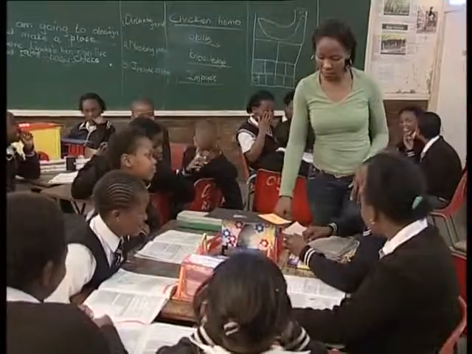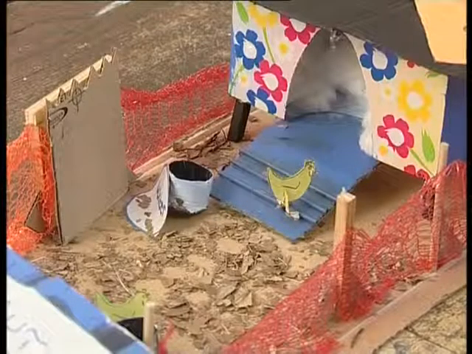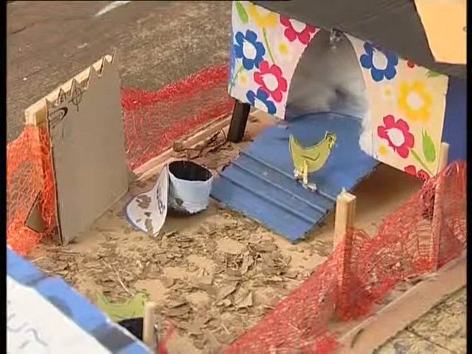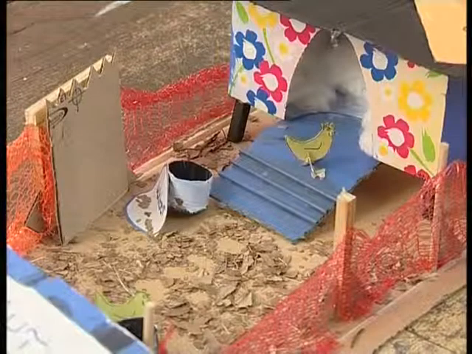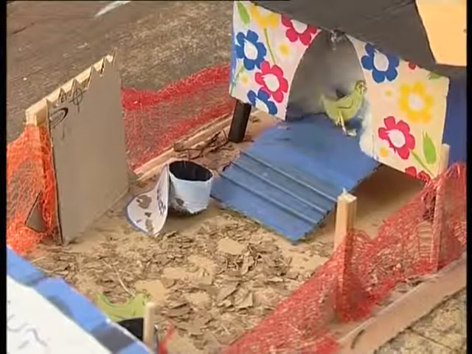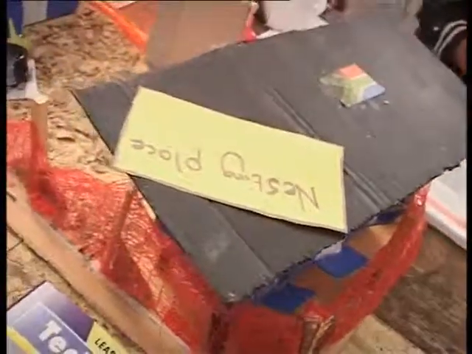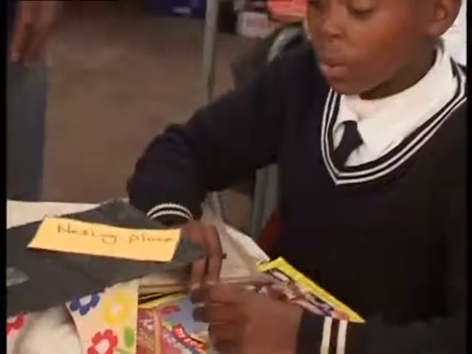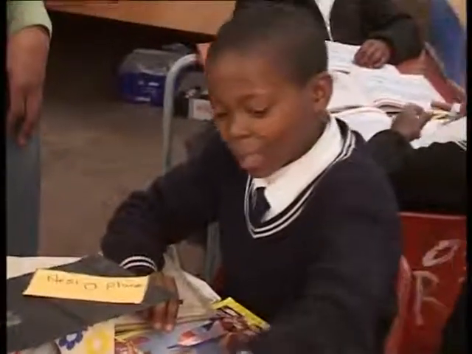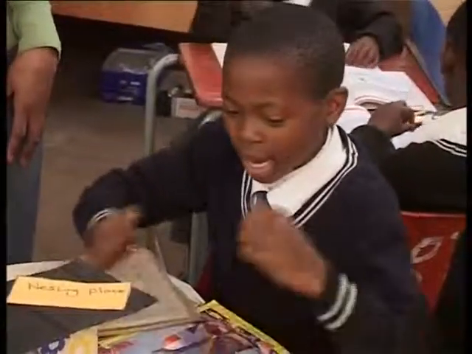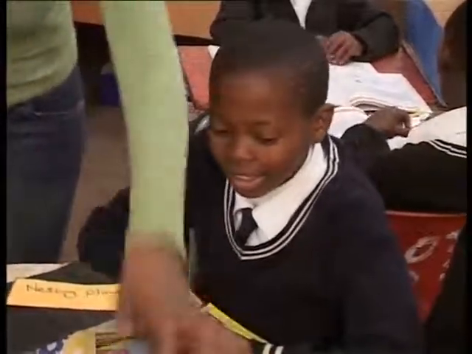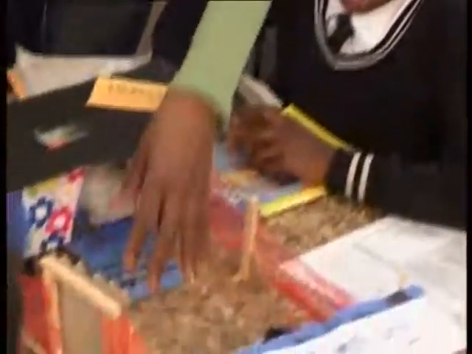What else can you tell us? The nesting place is good. There's a stair. The chicken can go in. Yes. Okay, the windows. The farmer can take out the eggs. Wonderful. What else? Is it warm enough? Yes, ma'am. It's warm. And there's a space for the chickens to move around. Wonderful. There's a space for chickens to move around.